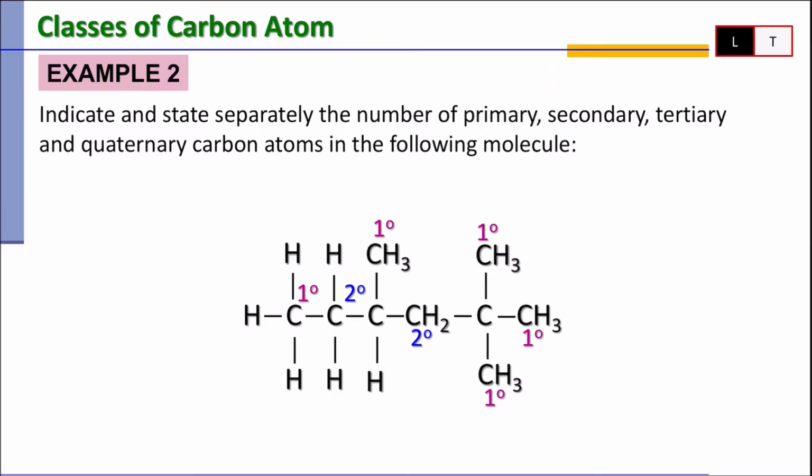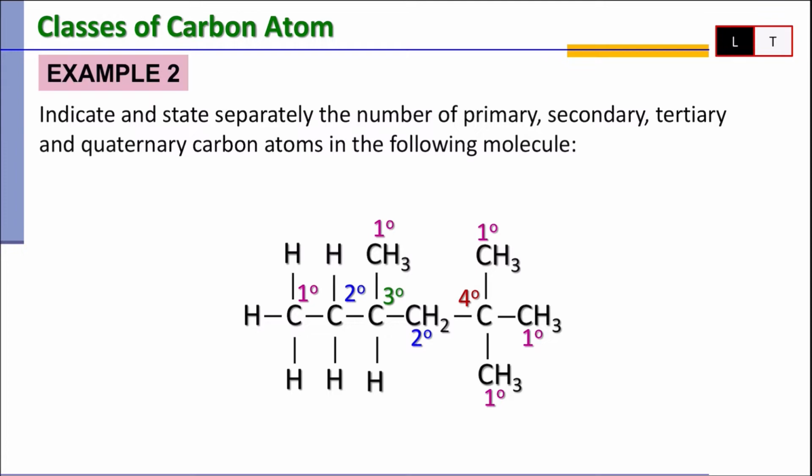After that, kita go for the third one. This one, di mana kita ada tertiary carbon. Saya label like that. And last one yang saya tak label adalah this one, which is bonded to 4 carbon atoms. Dia adalah quaternary carbon.